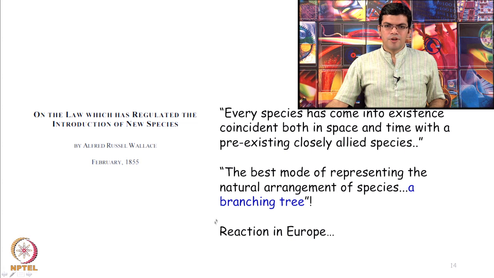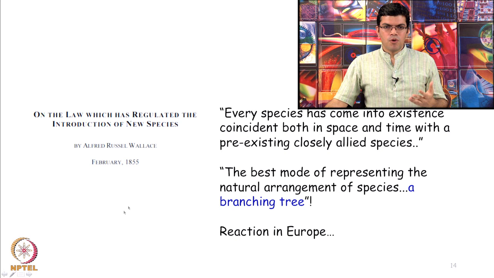And independently from Darwin, remember the note that Darwin had in his notebook from 1837, in 1855 Wallace now writes that the best mode of representing the natural arrangement of species is a branching tree, which is just a fascinating example of how two minds working so far away in space and time converge to the same idea on a theory as important as evolution.